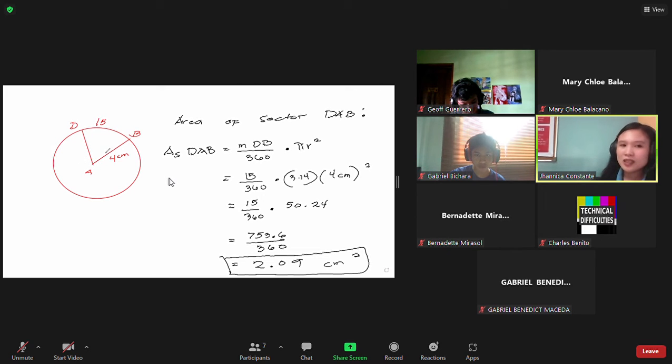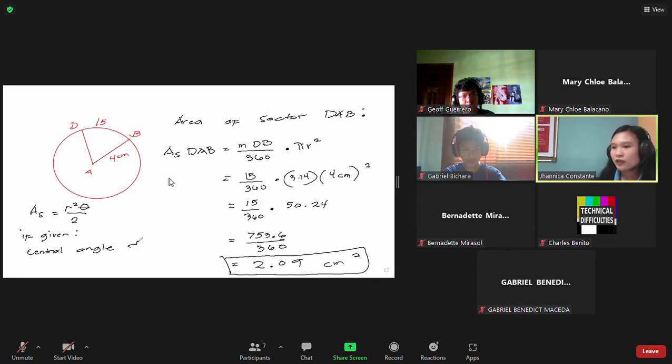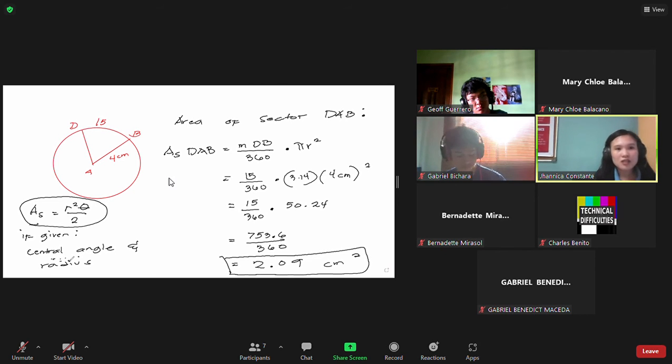If the given is a central angle, you can use: area of sector is equal to radius squared times the central angle divided by 2. If the given is central angle and radius, that's the time that you can use this formula. But you need to change the measurement of the central angle. Kung ang central angle is in degrees form, you need to change this into radian form.